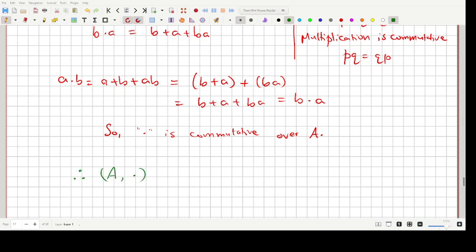Okay, now since all of these conditions are satisfied, therefore we can say that A comma dot is an abelian group. Okay, so that finishes the proof, my dear friends. Thank you for watching.